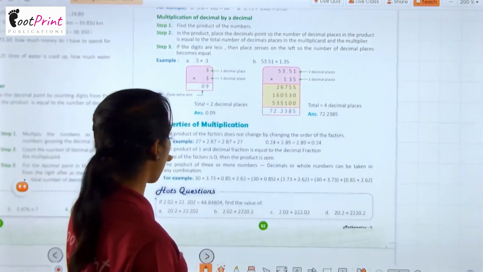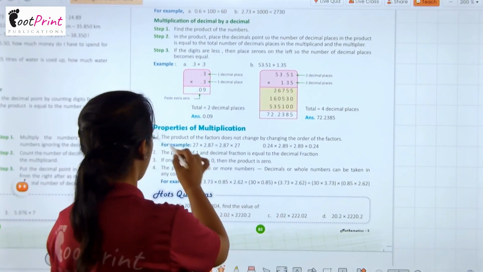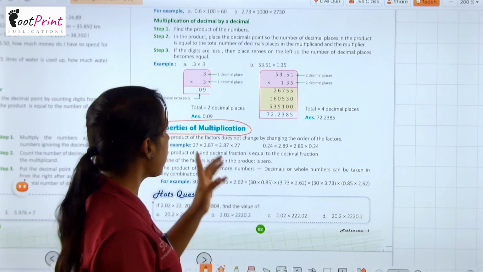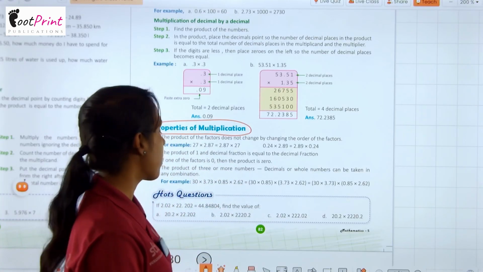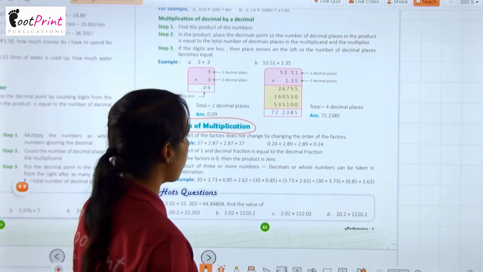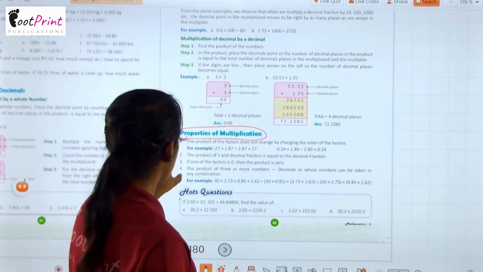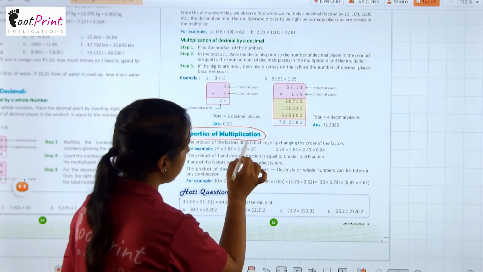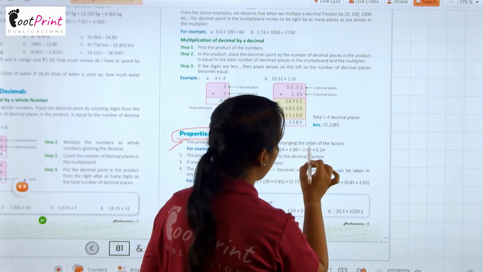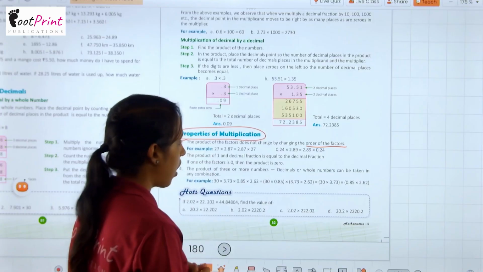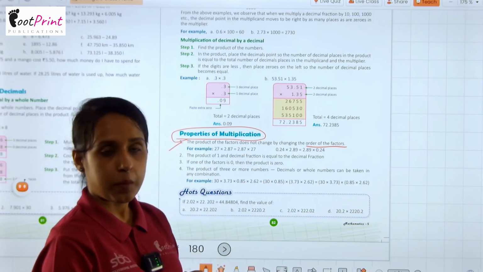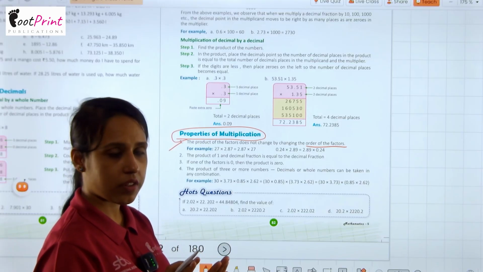Okay, now we will learn properties of multiplication. अभी हमने मल्टीप्लाई करना सीखा होल नंबर से, दैन डेसिमल नंबर का डेसिमल नंबर से. Now we will learn some properties of multiplication. So first one, the product of the factors doesn't change by changing the order of the factors. अगर हम factors का order change कर देते हैं तो उससे प्रोडक्ट पे कोई चेंज नहीं आता है.